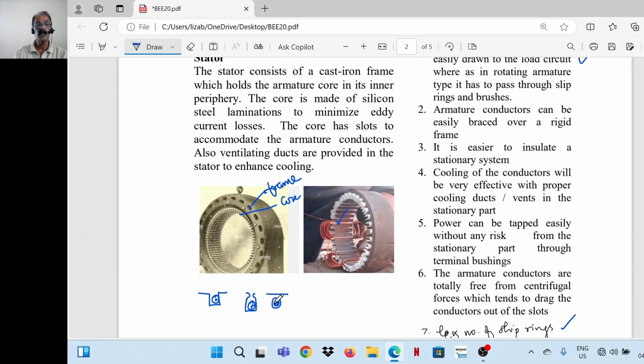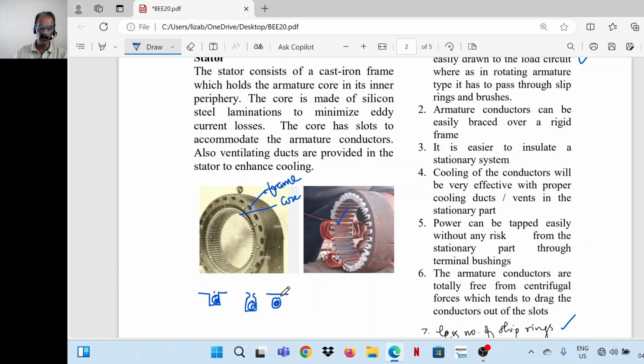So this open slot permits easy removal and easy installation, but ripples are produced in the output EMF. And also a higher value of magnetizing current. A higher value of MMF is required in case of open slots because of the open space. Reluctance of the magnetic path is more. These conductors are to be cut by the flux produced by the field poles. Because of the open space, the reluctance is comparatively higher, so requirement of MMF is more.